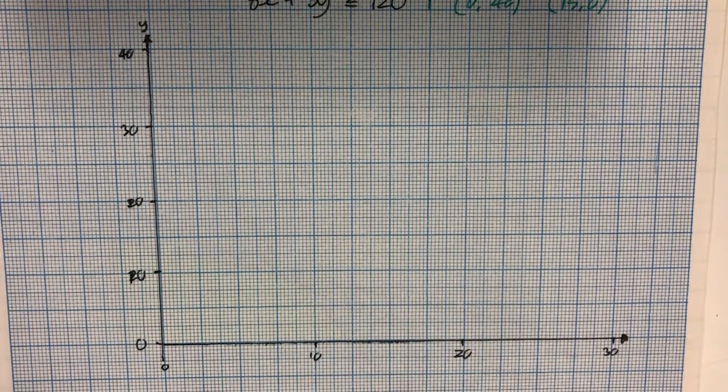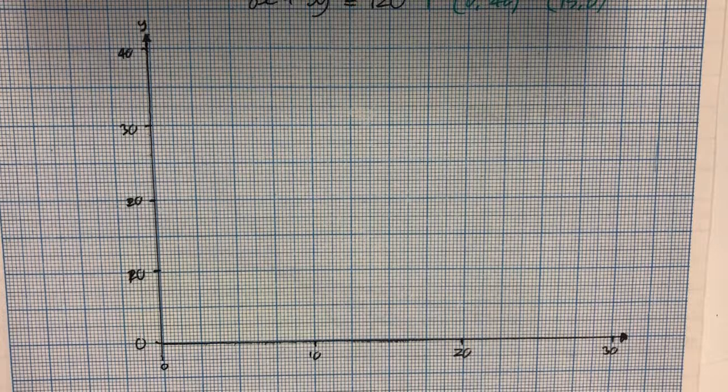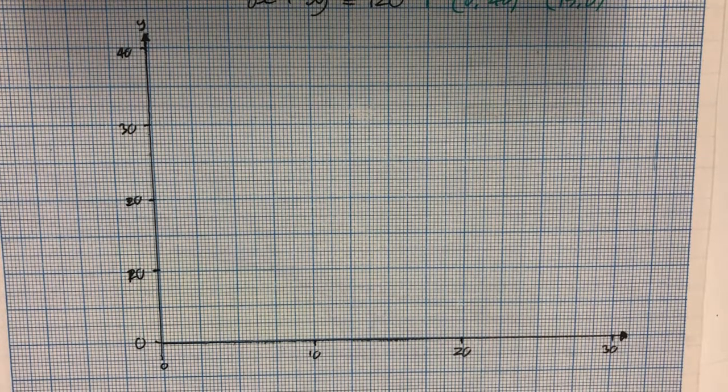So I've got different scales on my axes, but that's fine as long as the scales are linear on both axes. And now I just join the points up. So I'm going to draw the first one.